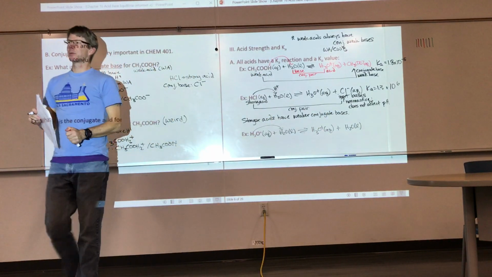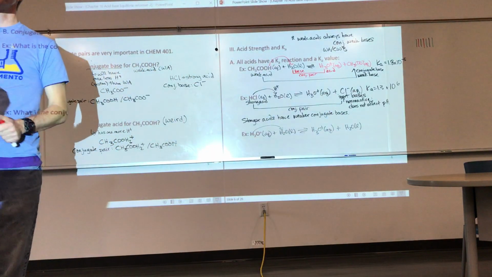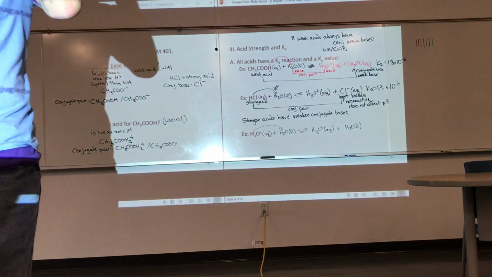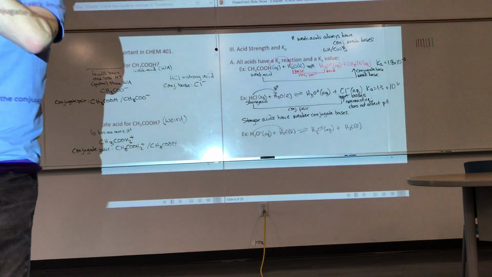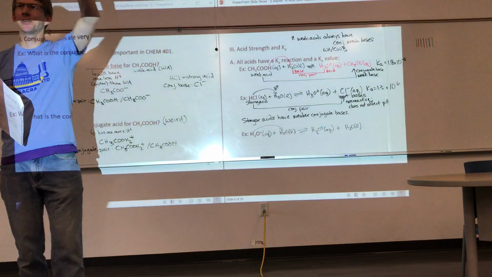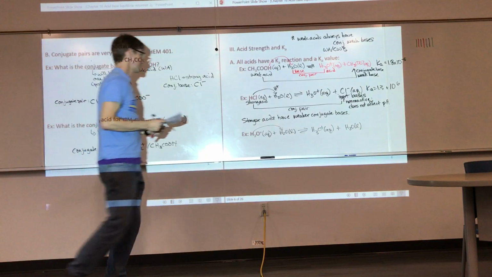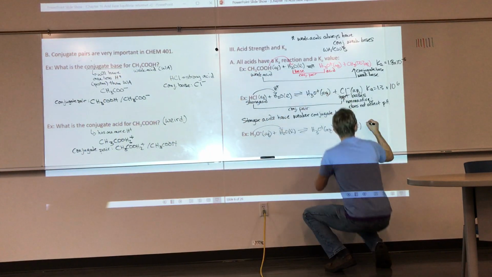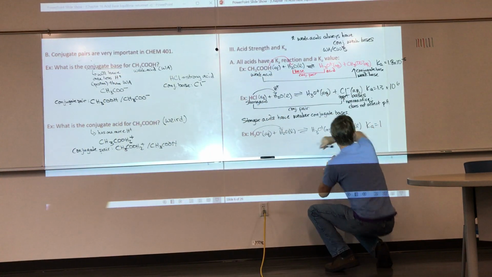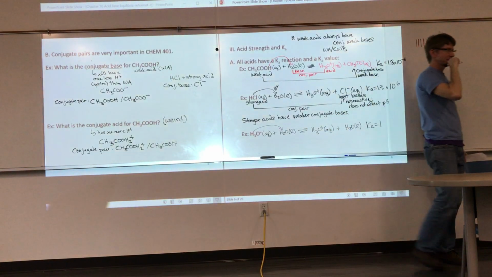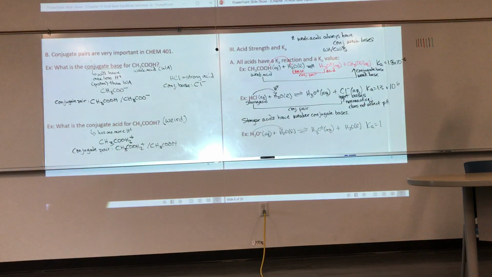Anybody care to take a guess at what the Ka value is for this one? Just one. Because the form of it is hydronium over hydronium, whatever it is, it's the same. K equals 1. And hydronium is the strongest acid that can exist in water.